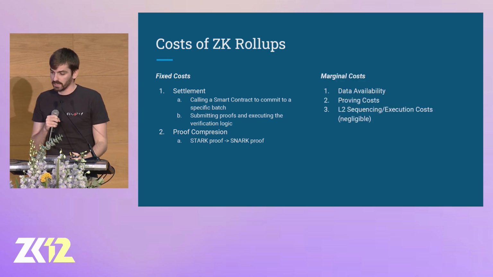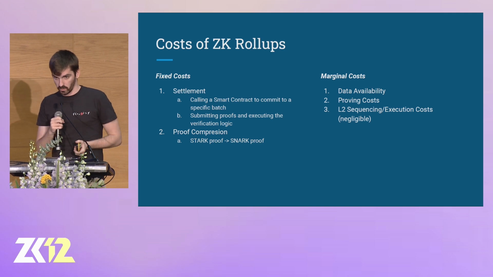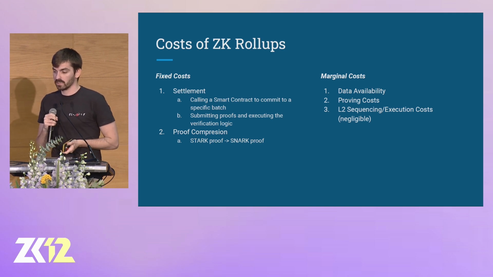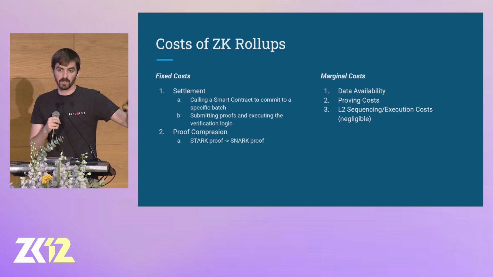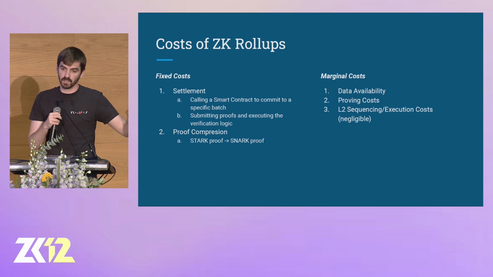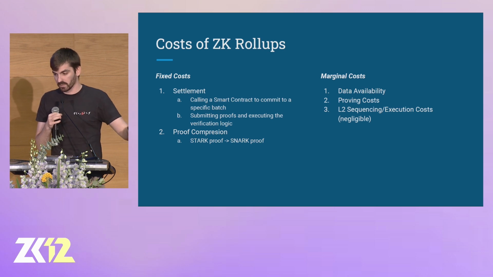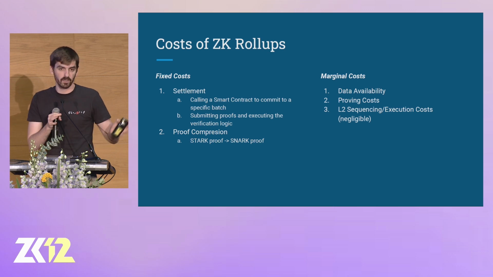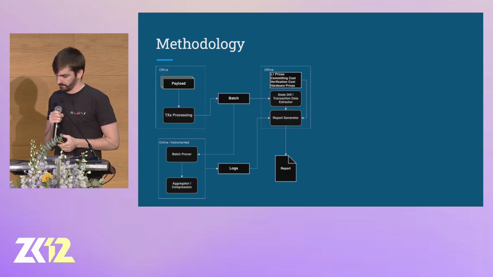And for marginal cost, we have DA, which is how much it costs to publish some data on the L1. We have the proving cost, which is how much it costs to prove some transactions. And we also have some other L2 costs that, for this work, we will say are negligible.